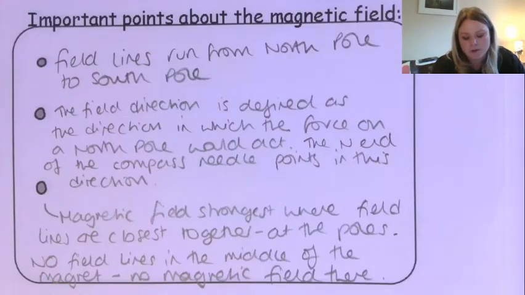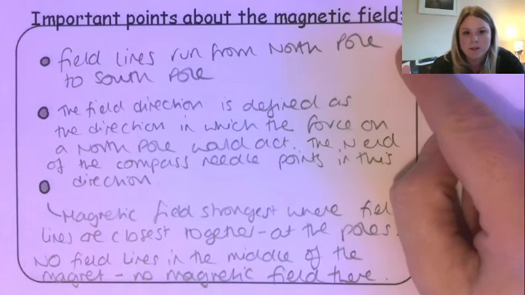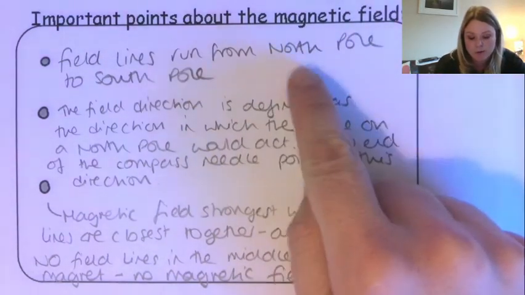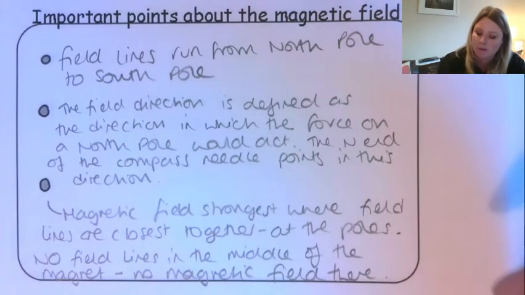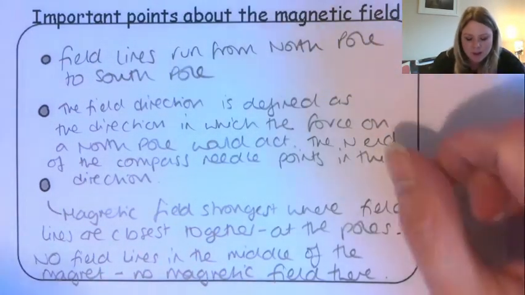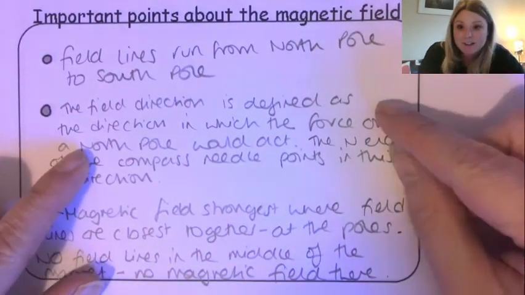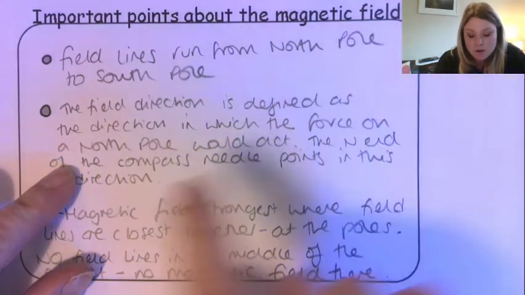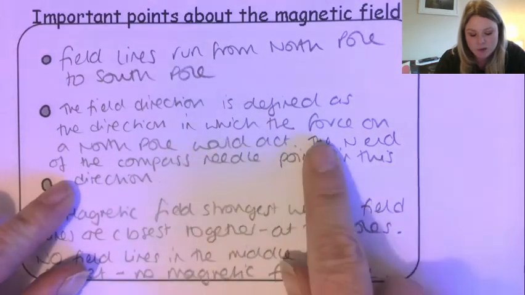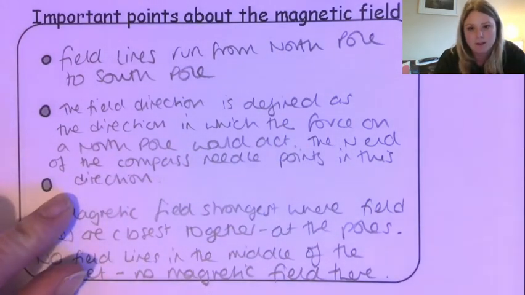Right, on to 205 then. So important points about the magnetic field. So they go from north to south. So write this the way I have it written, not necessarily the way I'm saying it. And the field direction is defined as the direction in which the force on a north pole would act. So the north end of the compass points in that direction.